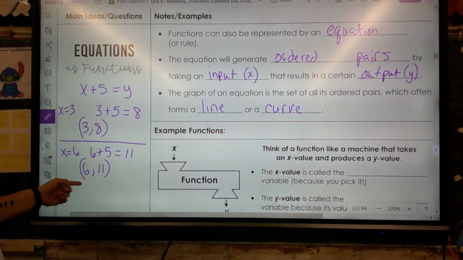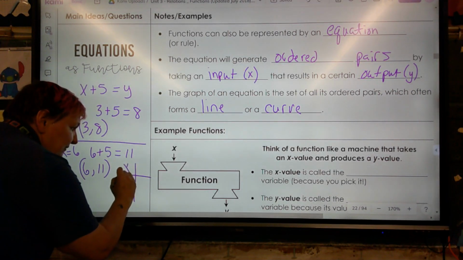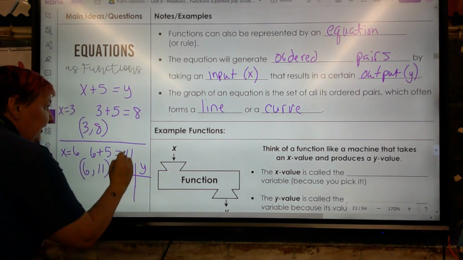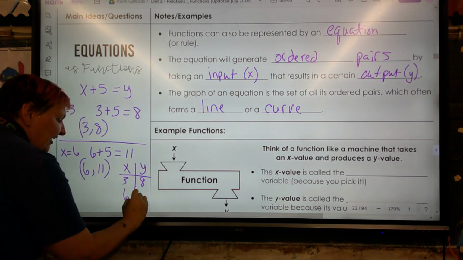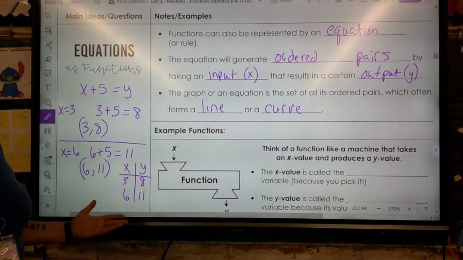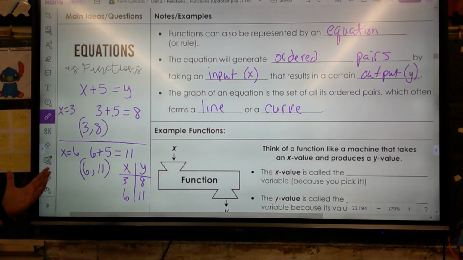Once you've done this 4 or 5 times, you can put it on a table. Right? I put in my x's, I got out my y's. I put in a 3 and I got out an 8. I put in a 6 and I got out an 11. Once you have a couple of them on a table, you can graph them, and it'll show you what your function looks like. It'll show you the pattern.